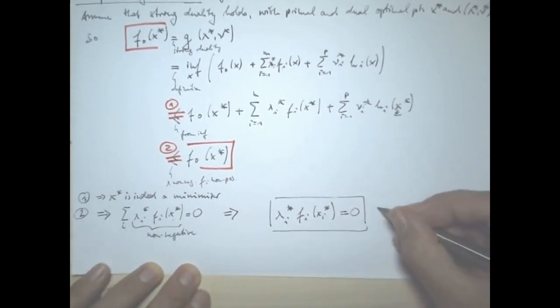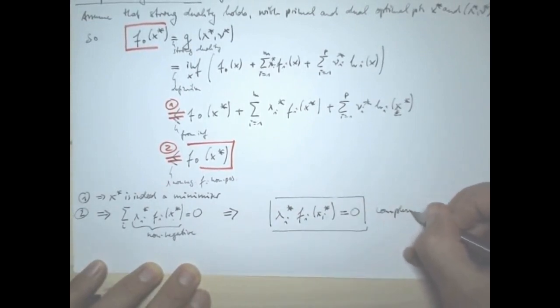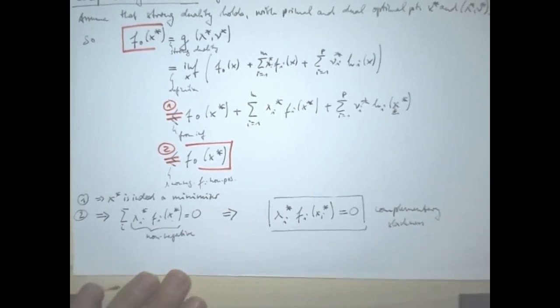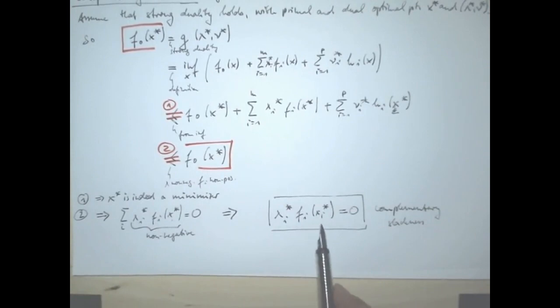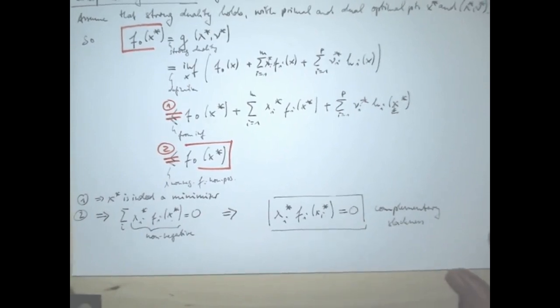And this, when we were talking about support vector machines, was the property that told us that either a point is on the wrong side of the margin, so the constraint is active, and in such cases the Lagrange multiplier had to be non-zero, or vice versa, if we had a 0 Lagrange multiplier, it meant that we were on the right side of our decision boundary or of the margin.